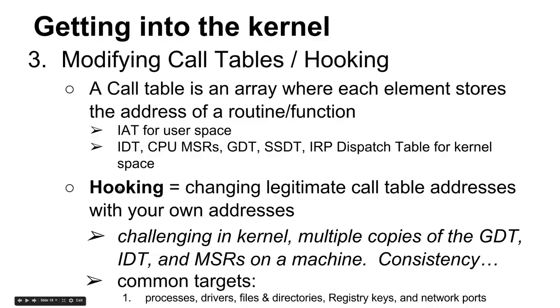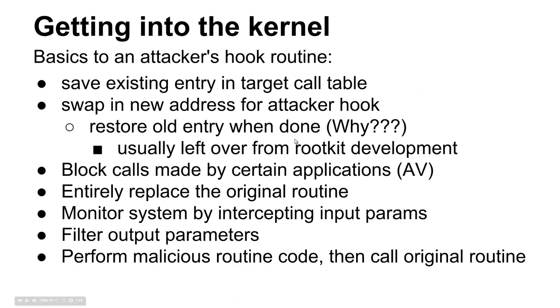And so we've already covered the basics of hooking. However, in Windows, there are multiple challenges in the kernel, as there may be multiple copies of the GDT. The interrupt descriptor table and the MSRs on a machine may differ, so having consistency across a rootkit on multiple platforms may be a great challenge. So we haven't covered all the basics of hooking. Let's get into it more once we cover the patching. I think it is the next slide.